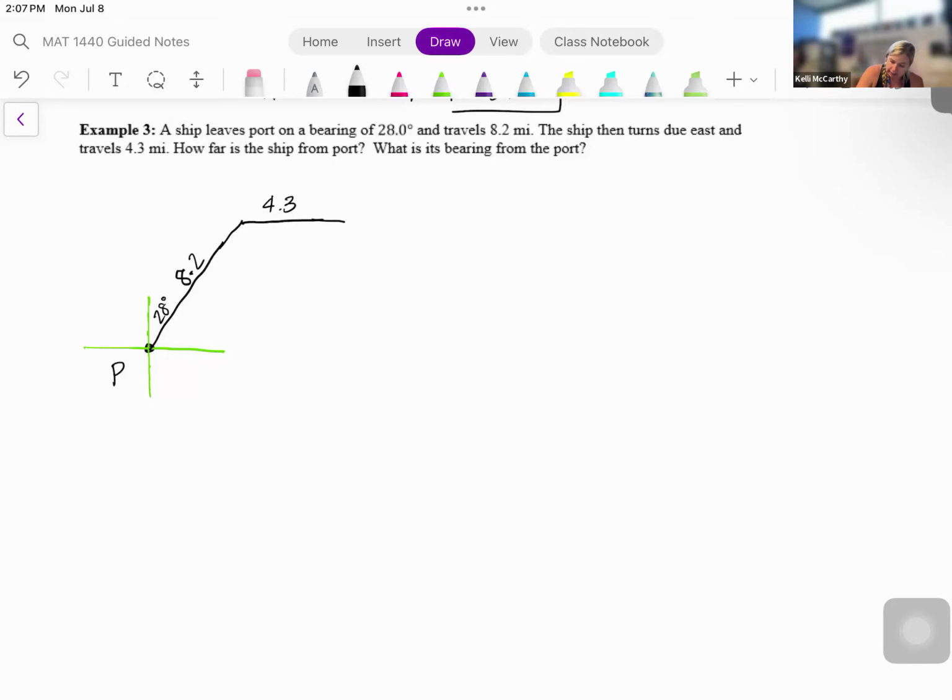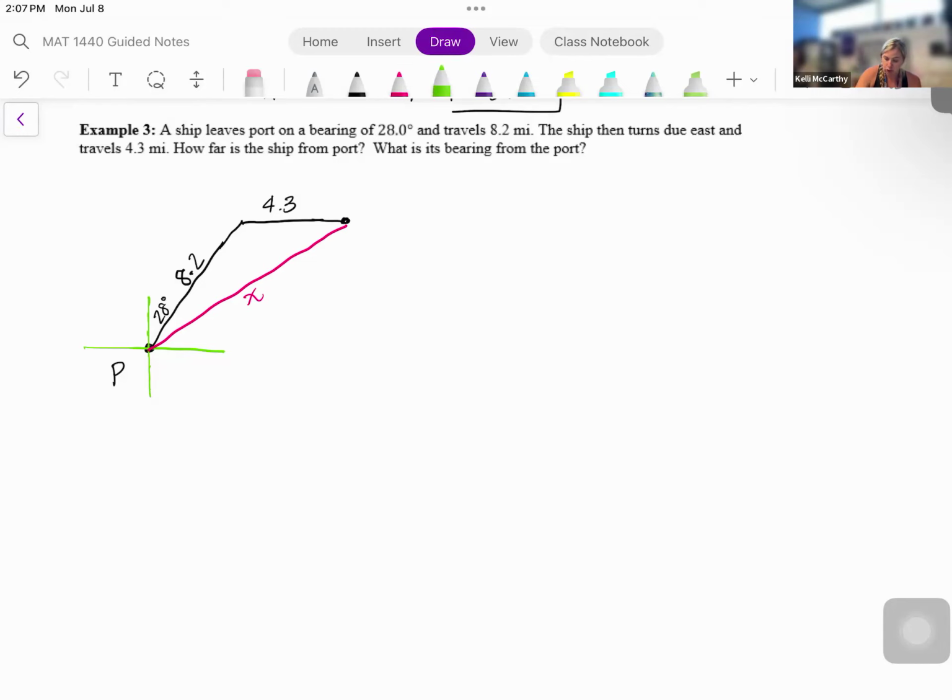What we're trying to figure out is, at the end of that 4.3 miles on that due east trajectory, how far is the ship now from port? So if we connect that initial side to the terminal side, that's what we're trying to find, X. So in order to solve for X, we need to find an angle in this triangle that we've just created. So we're going to have to work through some other auxiliary shapes to make our way there.